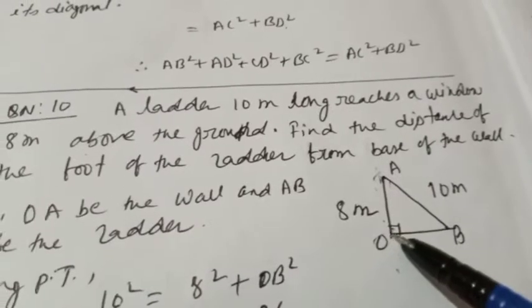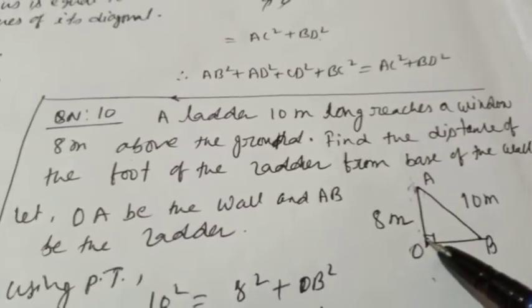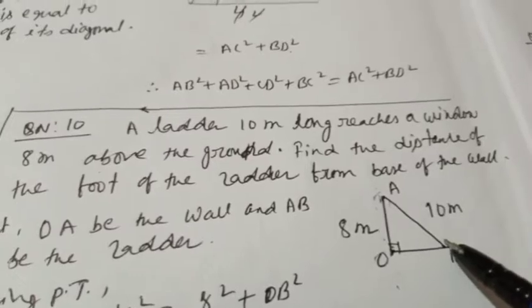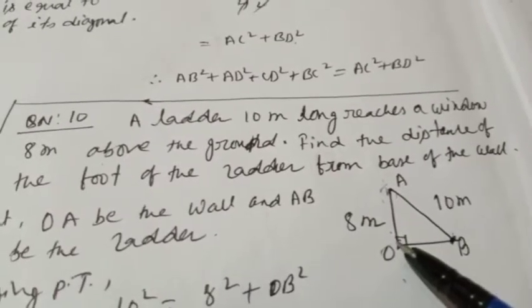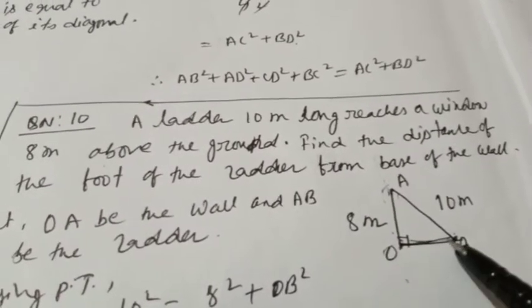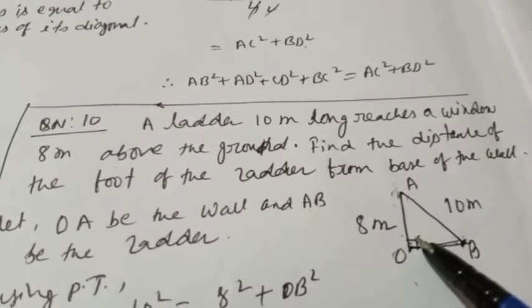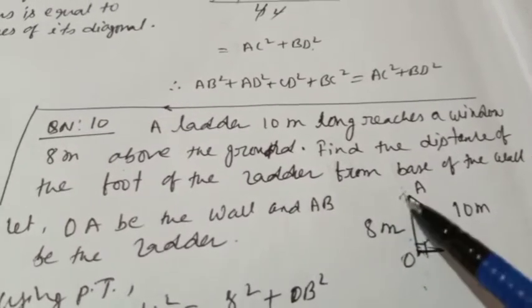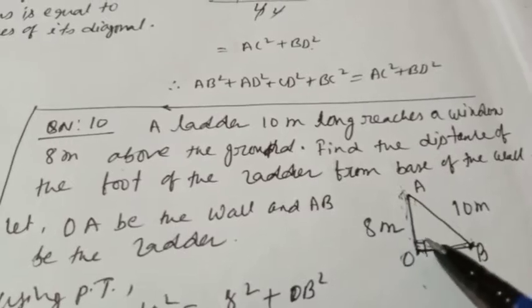This is the foot of the ladder, and this is the base of the wall. This distance you have to find out. So it is clear. You have to use Pythagoras theorem, because this is 90 degree, because this is the wall, and the wall is perpendicular. That is why it is 90 degree.